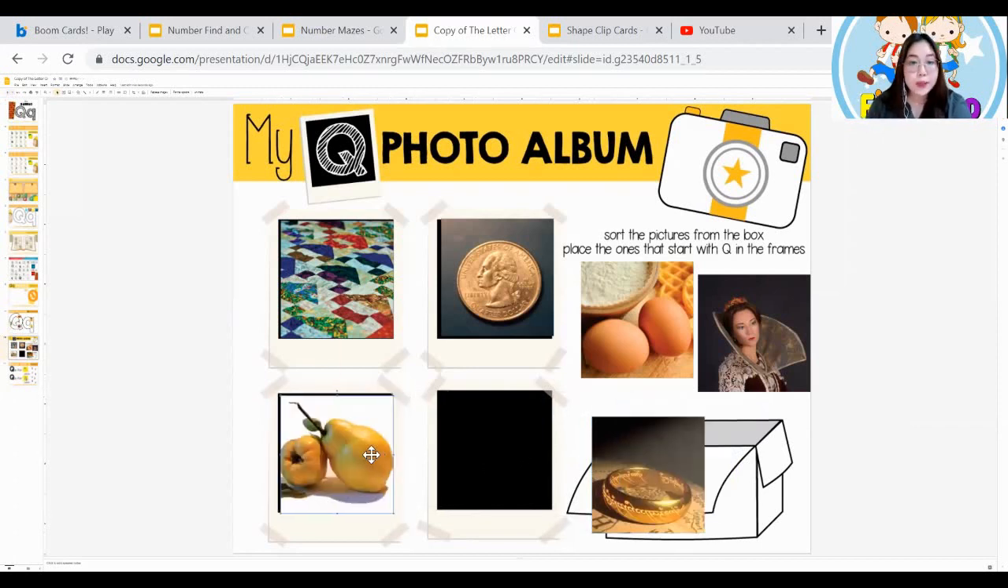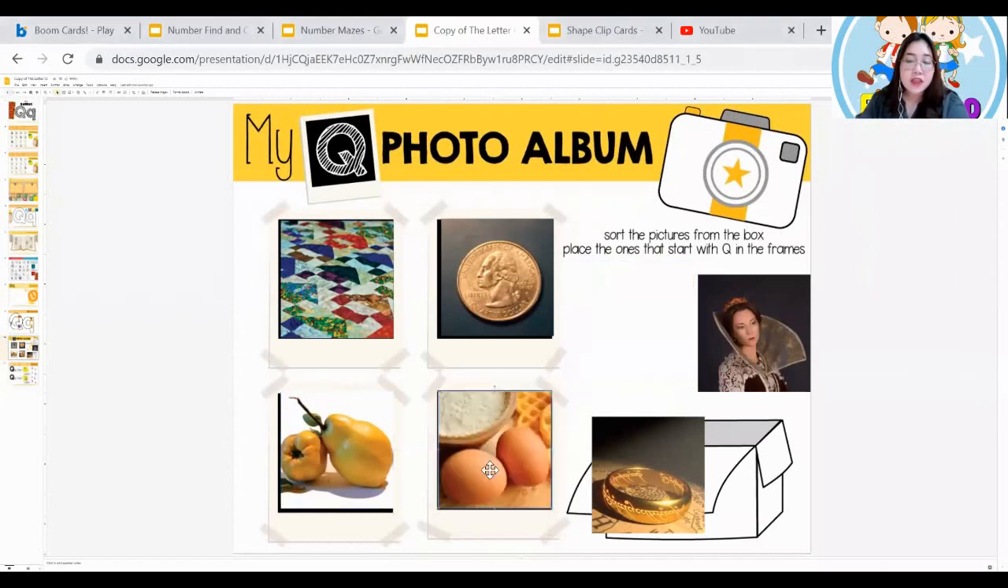And this one, do you know what fruit this is? This is called a quince. Does quince start with the letter Q? Yes. We have here eggs. Does egg start with the letter Q also? Are you sure? Egg starts with the letter E.